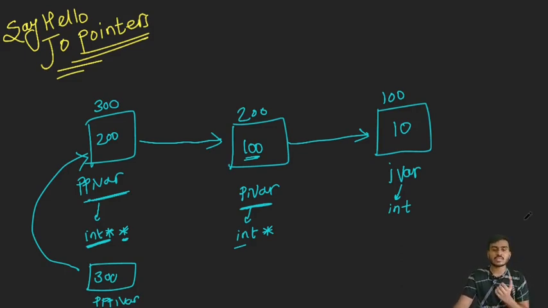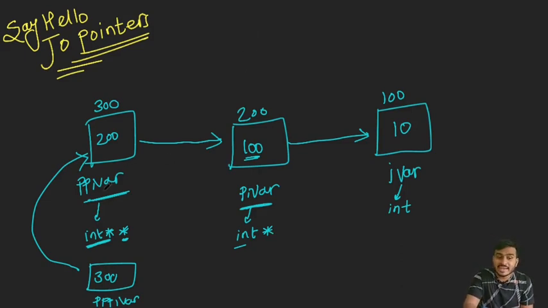The answer to this question is yes. We can create one more pointer with the name tripleivar, which will store the address of ppivar, which is 300 in this case. And what will be the syntax? Let's see what the syntax will be. Let's write it over here only.